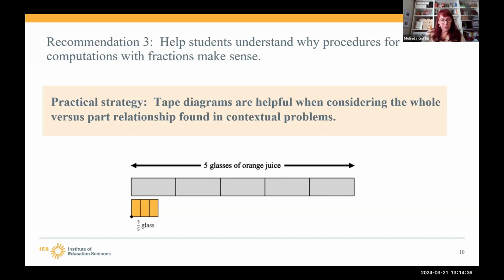So you see the tape diagram here drawn out. We see the 5 whole glasses of orange juice shown, and then students begin to draw a separate fraction bar underneath to think about, if I have servings, how many servings will be in that whole?